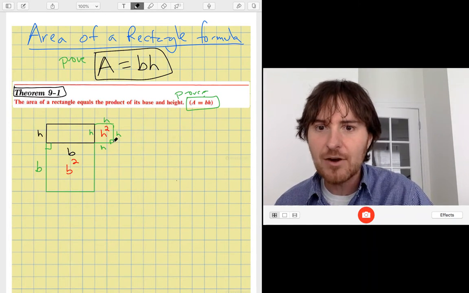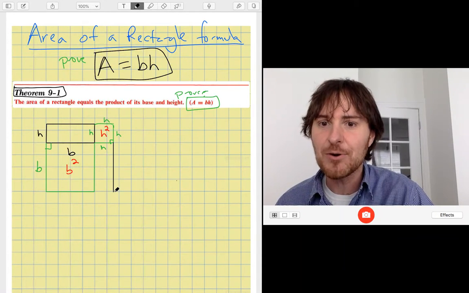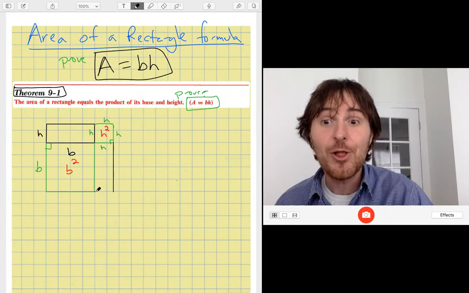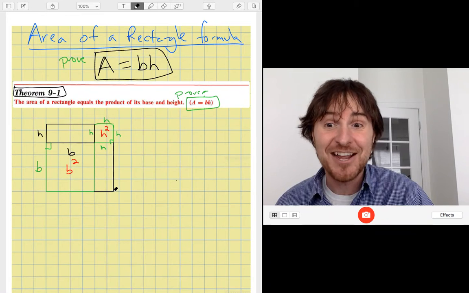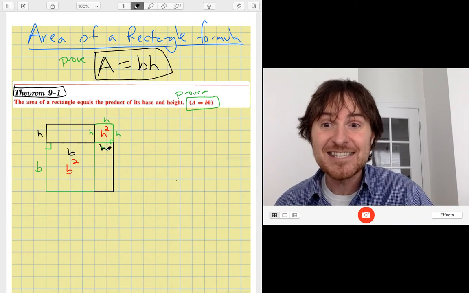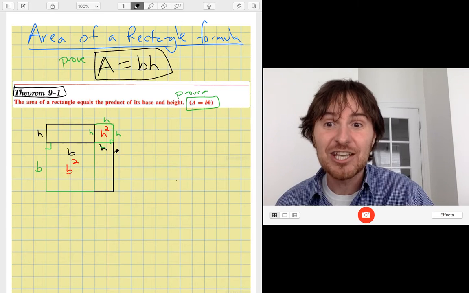Well, check it out down here. What is this down here? What do you notice about this rectangle? So it's no longer a square down here, because that wasn't a square originally, was it? Well, this is side length H. What's this side length?